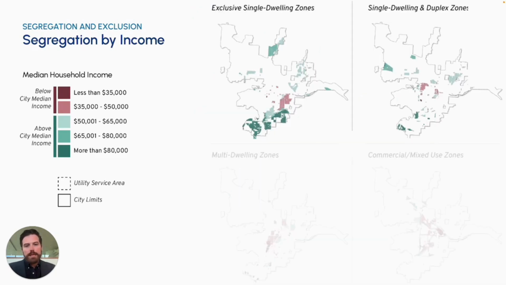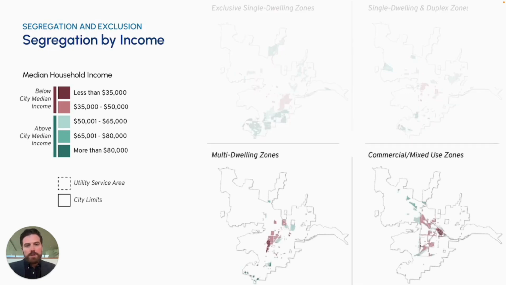When you overlay the city's zoning with this map, it becomes clear that zoning is playing a role in segregating neighborhoods by income. So in these two maps at the top of the screen, zones that allow for single dwelling houses are predominantly found in higher income neighborhoods. And then conversely, zones that allow for apartments and generally higher density housing are predominantly found in lower income neighborhoods.